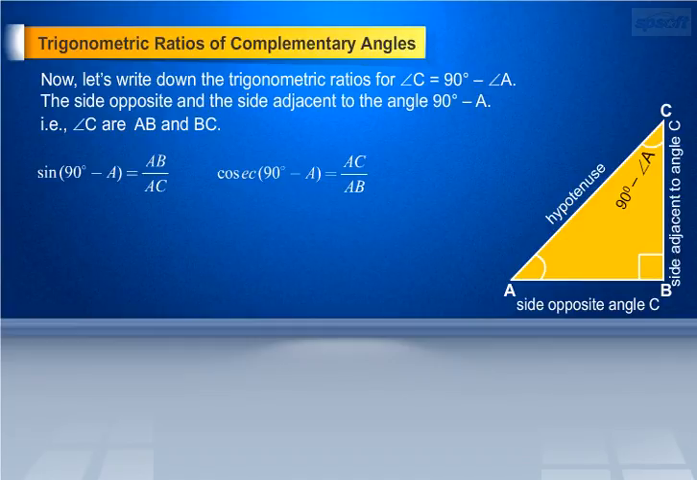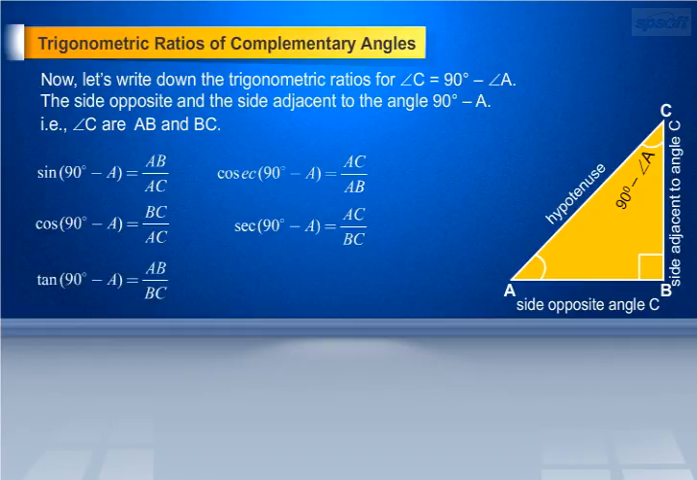AB. Cos (90 degrees minus A) equals BC by AC, secant (90 degrees minus A) equals AC by BC. Tan (90 degrees minus A) equals AB by BC, cot (90 degrees minus A) equals BC by AB. Represent the above ratios as set 2.